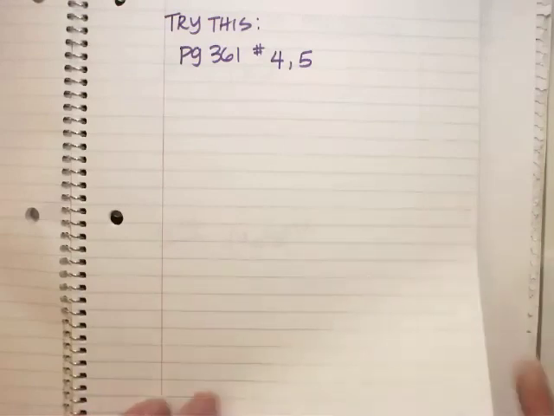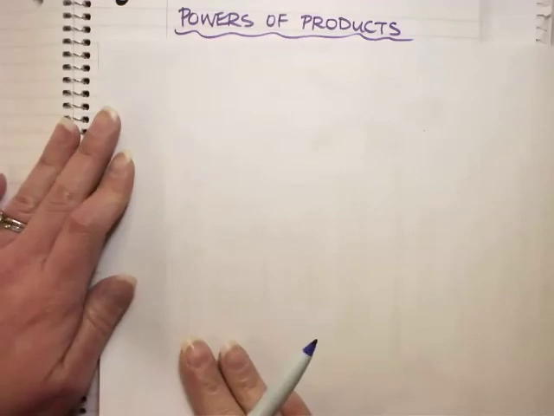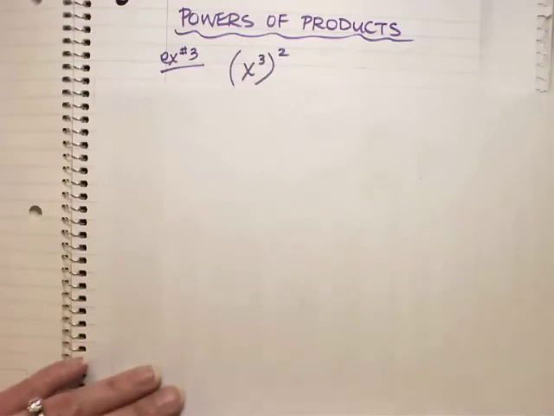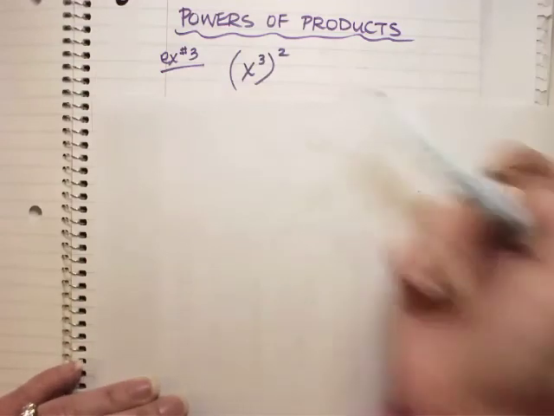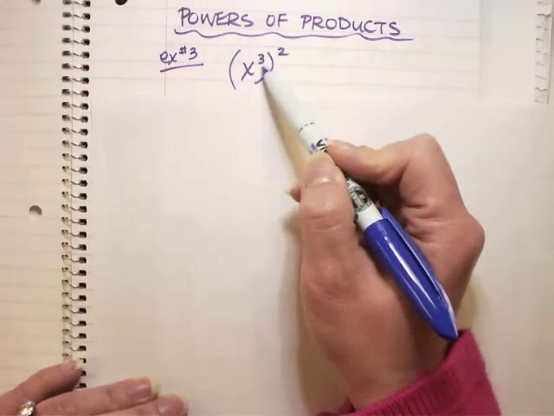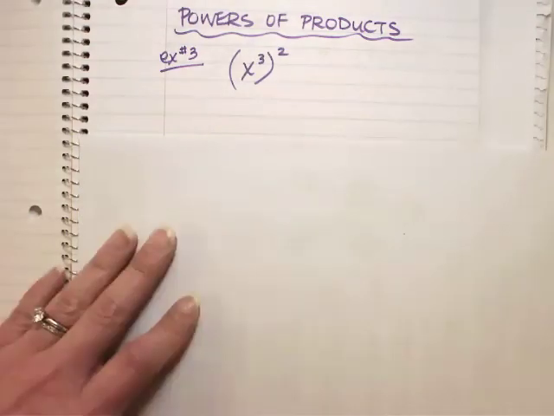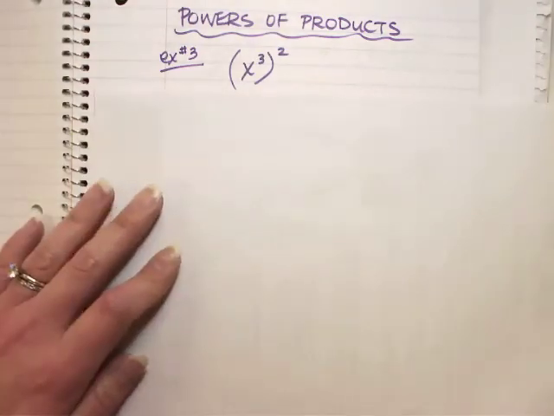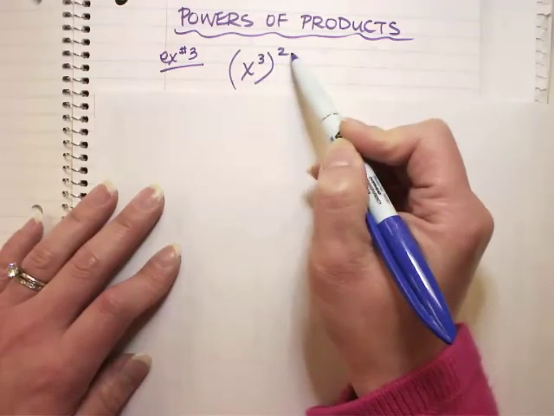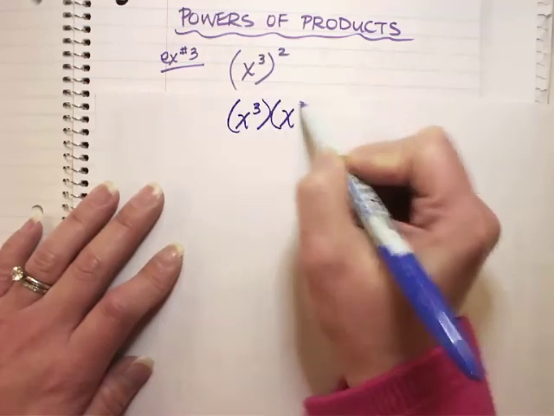Okay, this is the last part now. Let's try power of products. This is the next level of problem. Example number 3. What happens if I have something to a power, if it's already to a power, to another power? Let's take a look at what this really means. This means I have x to the 3rd power, and I have 2 of them. So it's like saying x to the 3rd power times another x to the 3rd power.